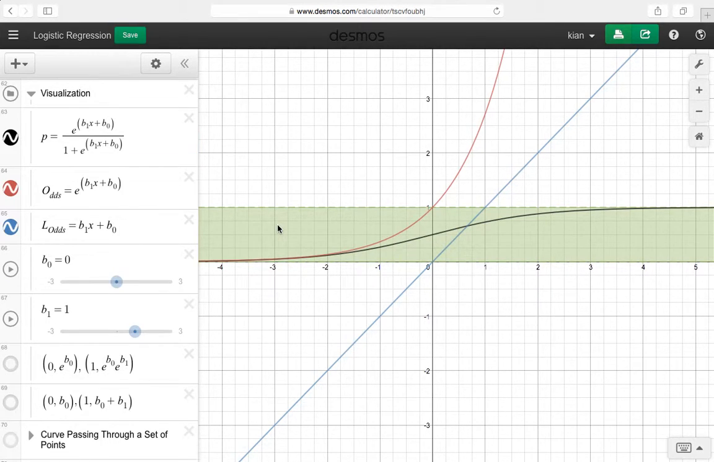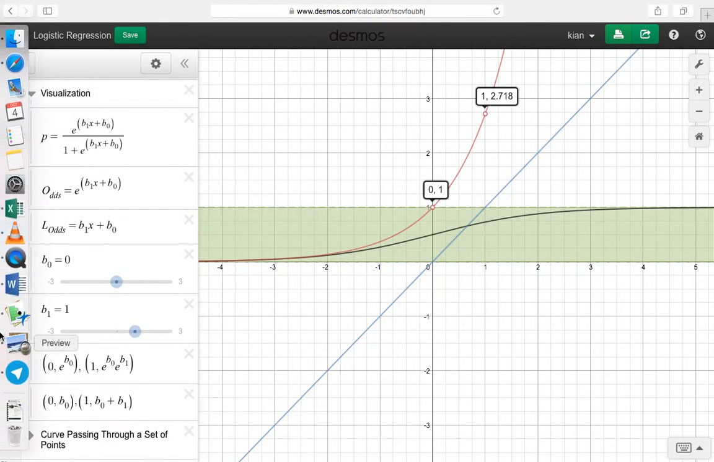Remember that by a unit increase in x, the value of odds would be multiplied by e to the beta 1, and the value of log of odds would be increased by beta 1. Now, it's time to explore what all that means visually. If what we found out mathematically was true, the odds curve has to pass through the points 0 and e to the beta 0, and 1 and e to the beta 0 times e to the beta 1 because of the unit increase in x. The plot verifies this notion.